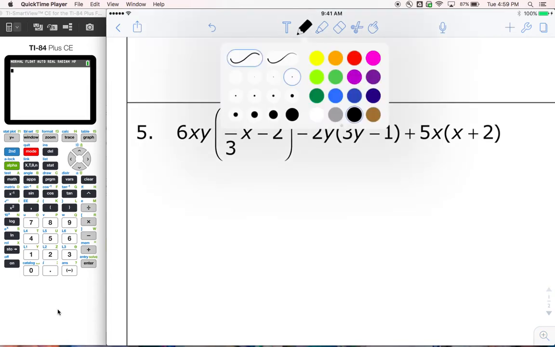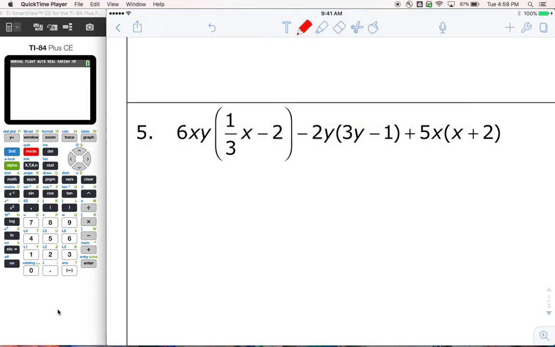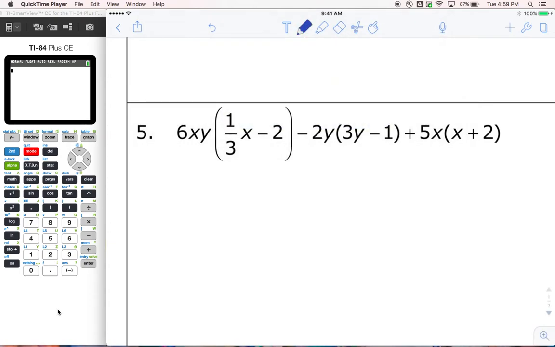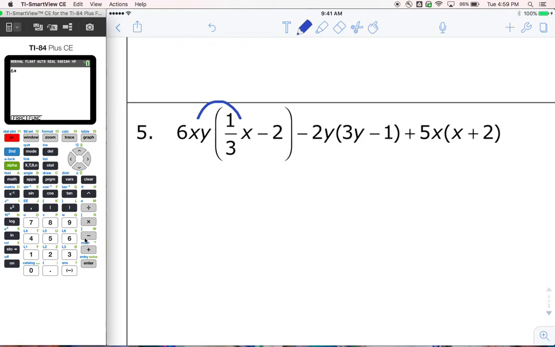Problem number 5. Let's go ahead and start. We've got 6xy on the outside, and we're multiplying 1/3 x. Now, some of us know that that just means we're dividing by 3, but if you're not sure about it, you can do your calculator. 6 times, if we do alpha y equals, we've got the fraction option here, so we can do 6 times 1/3. And we can see that this gives us 2.